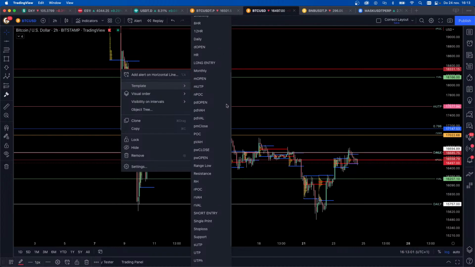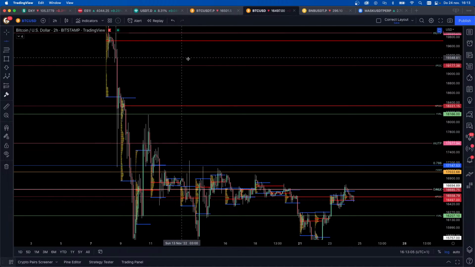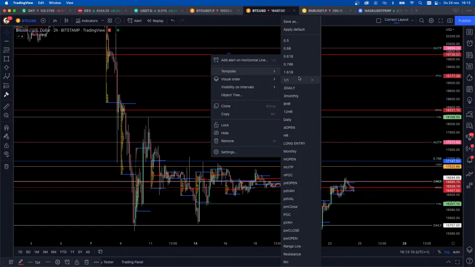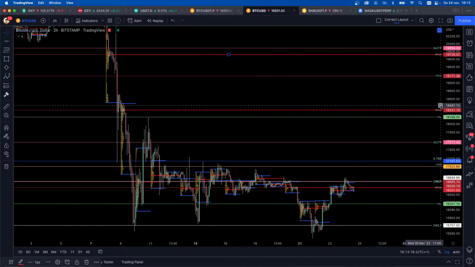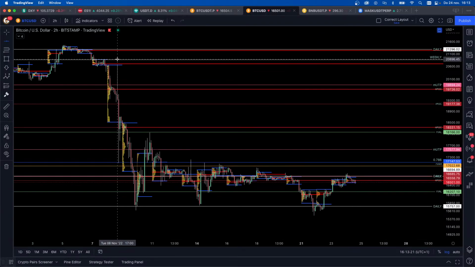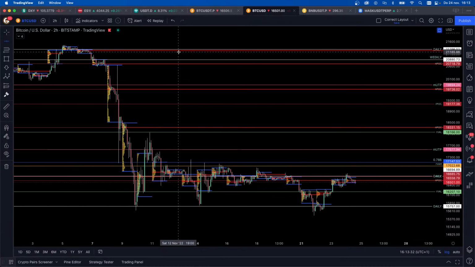NPOC. Yeah, this is a naked point of control, and then we can see one over here as well. So these will act as magnets and will act as targets for your long or short. You even have one over here. And you have one over here.